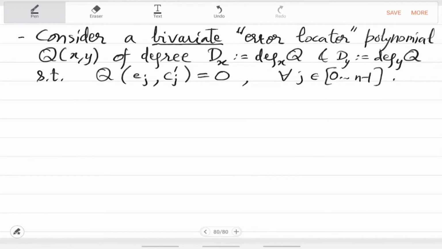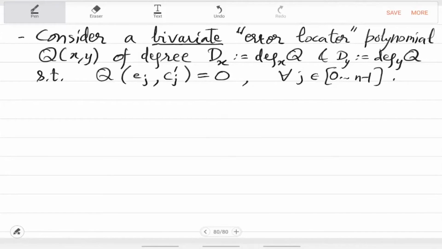Yeah, so this is just a curve that passes through all these points that Bob has received, right? So Bob has received ej comma cj prime. So this is just the curve that fits whatever Bob received. So you don't really see what errors it is capturing, right? The definition is very different from what you saw before.